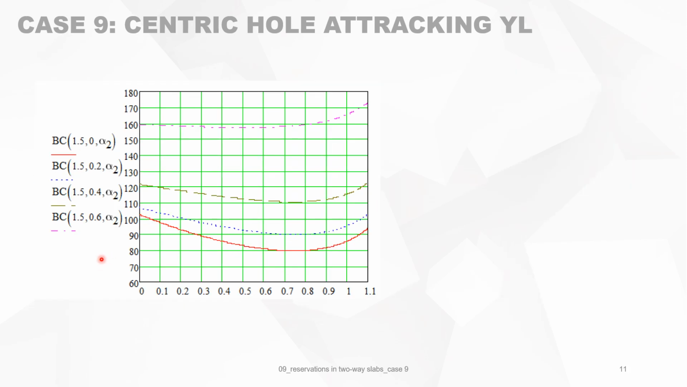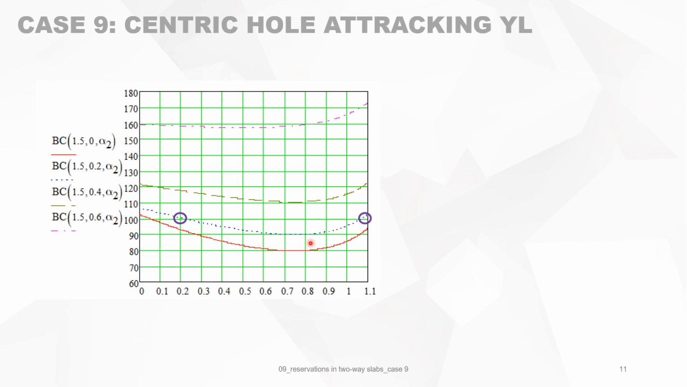Now let's take another look at it. Now we will keep alpha equal to 1.5. So B is 1.5A. And we look at different cases where alpha 1 is from 0 to 0.6. So what I do is I leave a gap of 1/5 of the slab around the edges of the slab for not having non-realistic results. And then it's all in function of the length of the reservation.